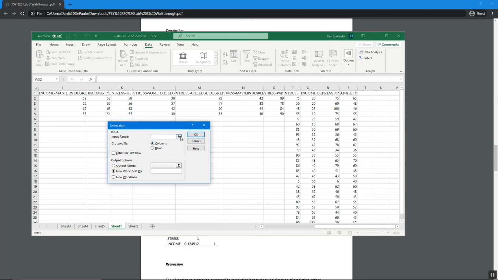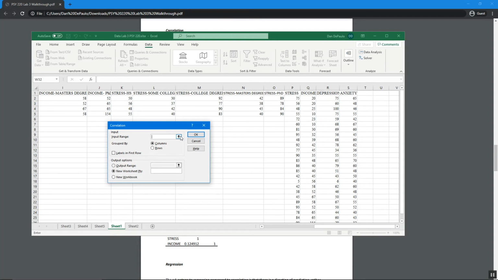Now, the little tricky thing about the input range is if you're doing a correlation, it's probably best to do the whole data set. And I'll show you how to do the whole data set at once. If you're just doing two columns or two variables, you've got to make sure that those two variables are next to each other. If those two variables aren't next to each other, Excel gets really cranky. So if the two variables aren't next to each other, do the whole data set.